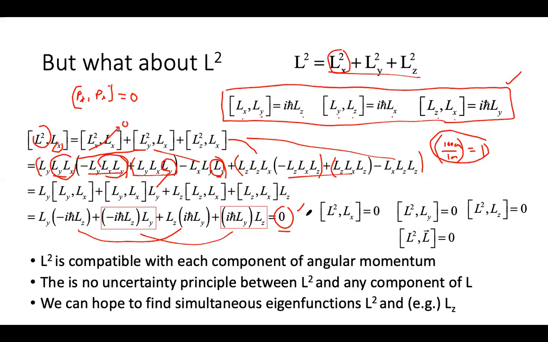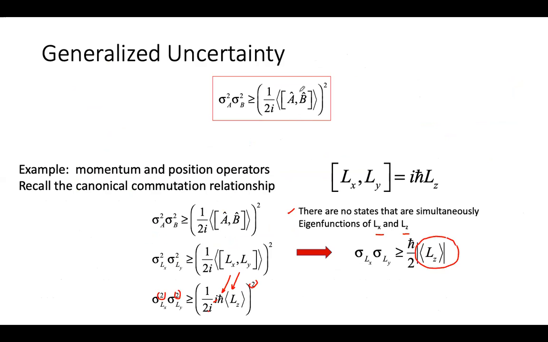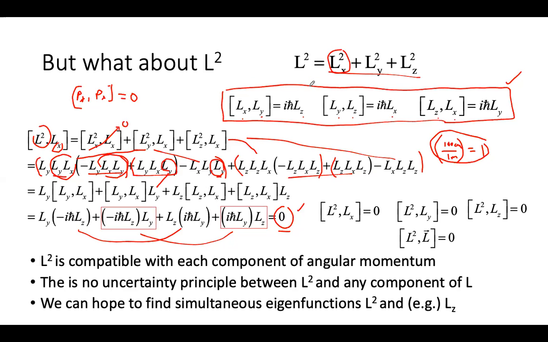And because of that, there is no uncertainty principle between L squared and any component of L. I wouldn't be able to do this because that commutation would go to zero. So there is no uncertainty principle for those things. But we can probably find simultaneous eigenfunctions that would work for an eigenvalue-eigenfunction equation for both L squared and Lz, for example, or L squared and Lx, or L squared and Ly. There should be a common set of eigenfunctions.